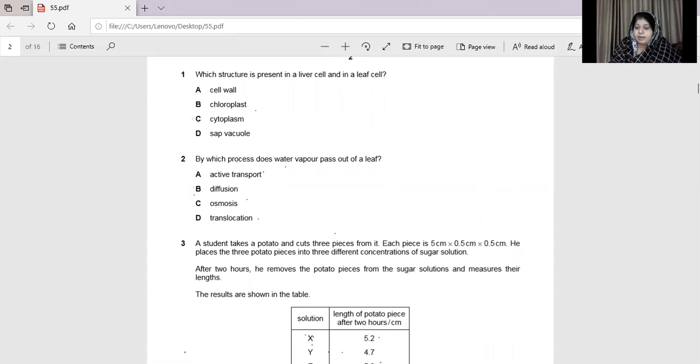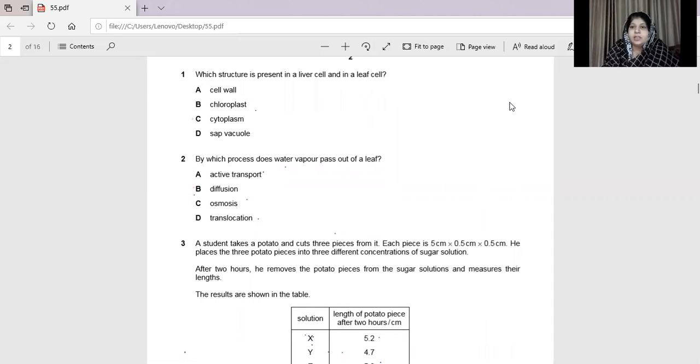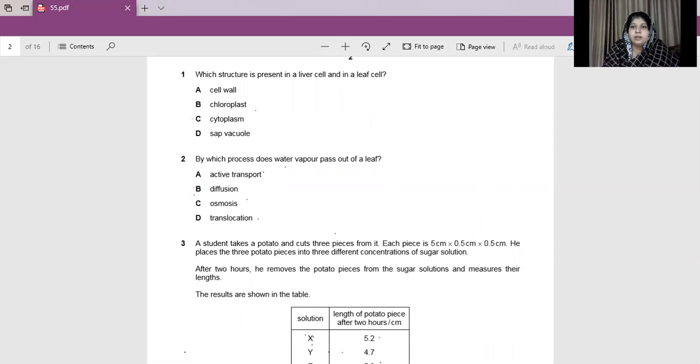A liver cell is an animal cell and a leaf cell is a plant cell. So whatever structures are present in both, I'm selecting. Cell wall is present only in plants, chloroplast is present only in plants, cytoplasm is present in both, whereas sap vacuole is present only in plants. So the correct option is C. Move to the second one.